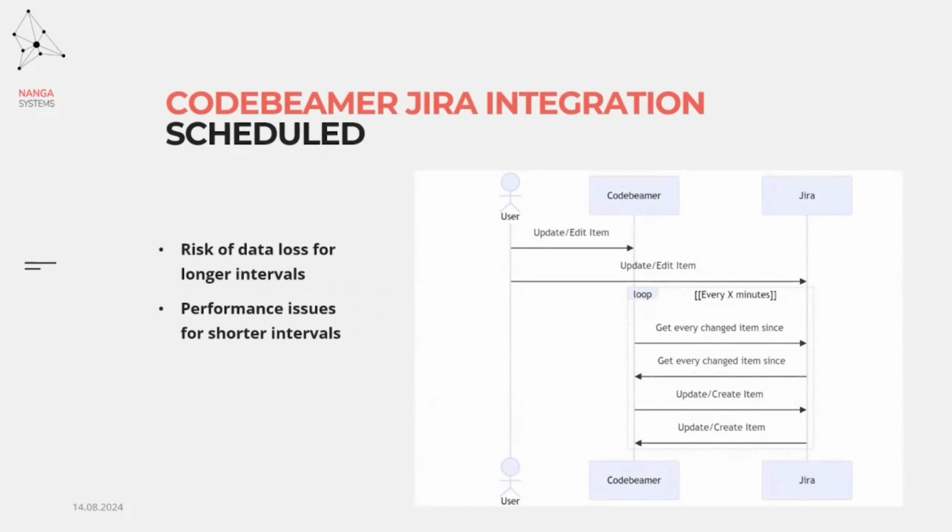How does the synchronization work? So for the Codebeamer Jira integration, the built-in solution, this is a scheduled approach. When we have a look at the diagram, when the user updates an element in Codebeamer and maybe does a second update of the same item, and we didn't synchronize in between these two edit events, then you might face data loss. The solution could be to increase the synchronization interval or to minimize it. So not every 5 minutes, for example, you can also synchronize every minute. But this is a big performance issue when you set shorter intervals.